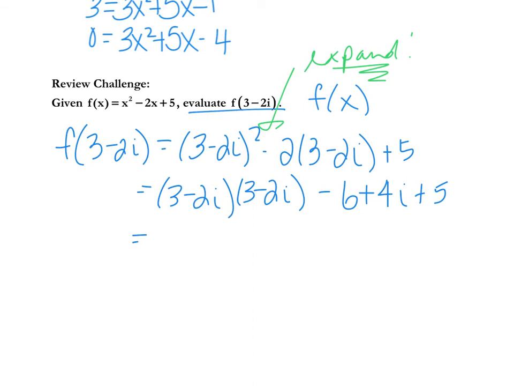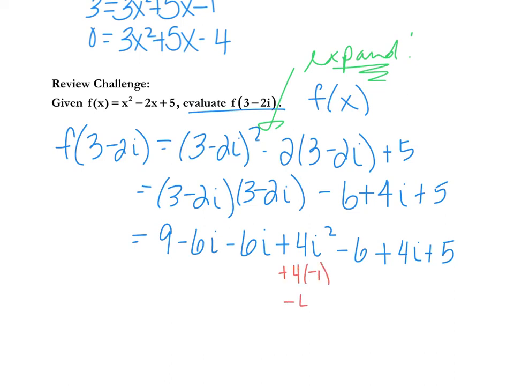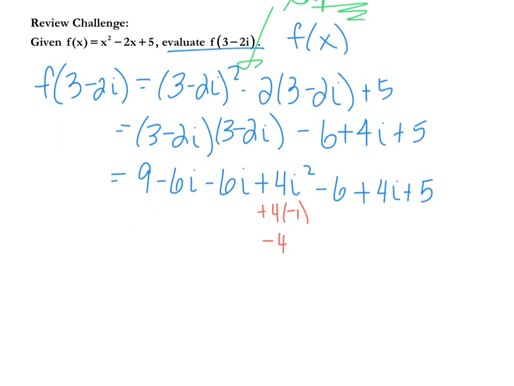So I have to FOIL this out. So 9 minus 6i minus 6i plus 4i squared. Okay. And then from here, we just need to simplify powers of i. So this is going to be plus 4 times -1, which is -4. And then, like we've done in previous lessons, just combine all the real parts together. So 9, -4, -6, and 5.